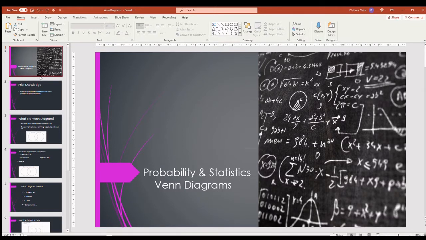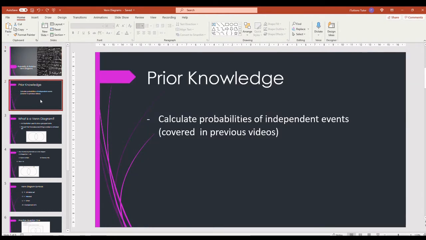In this session, we will look at Venn diagrams. I'll go over the notations of Venn diagrams and then we will look at some GCSE level questions. Before you start, you must be able to calculate the probabilities of independent events.